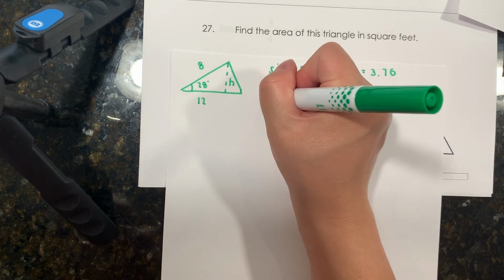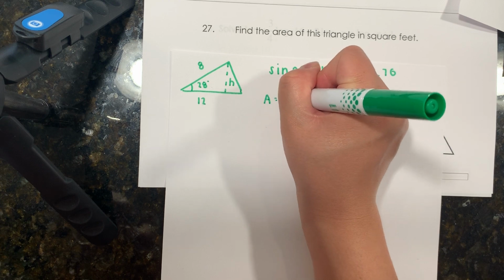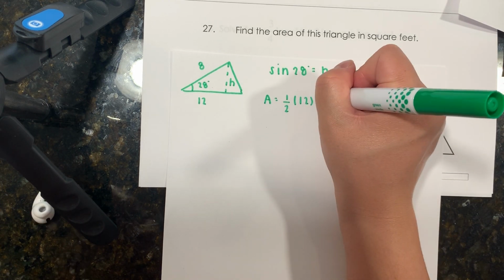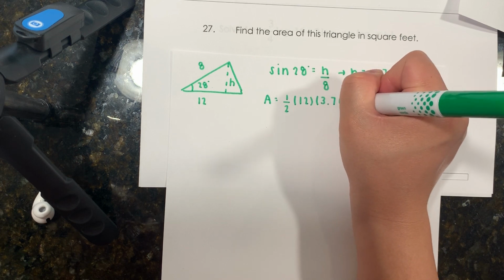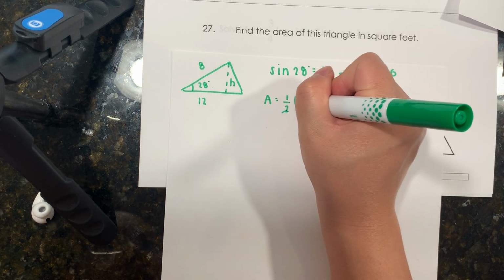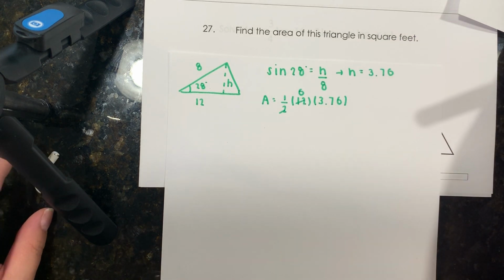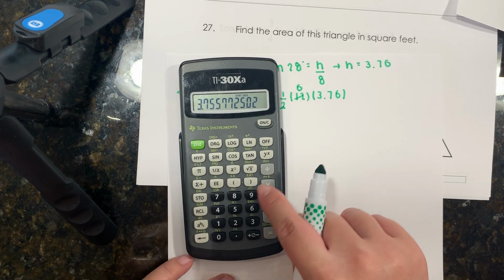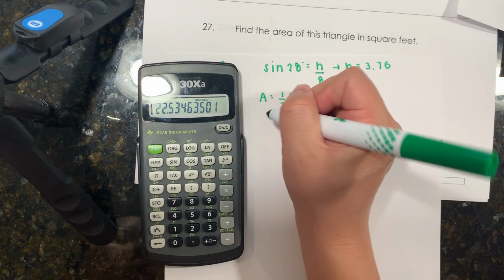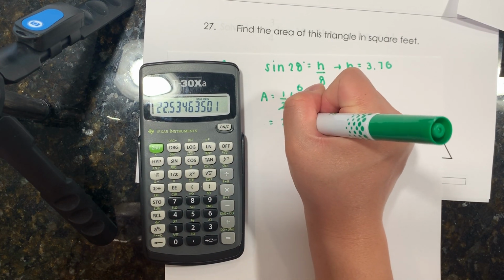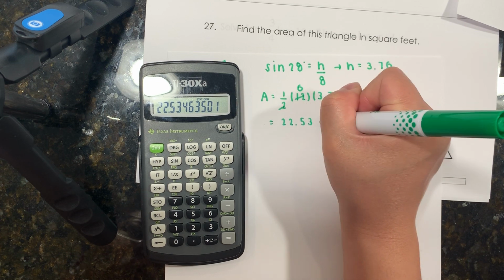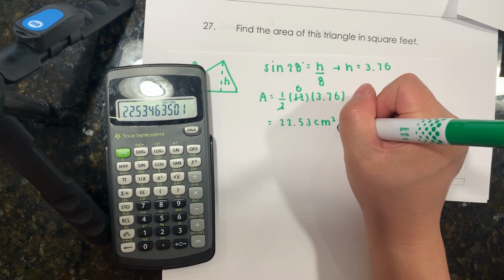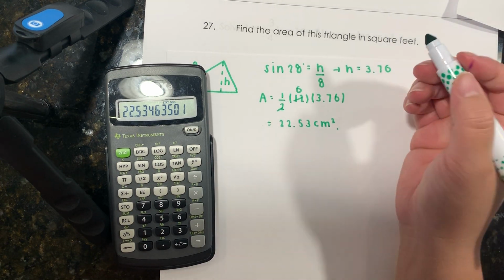So the area of the triangle is 1/2 base, which is 12, times height, which is 3.76. 2 goes into 12 6 times. So really, I am just multiplying my height by 6. And my current answer is going to be 22.53. But that's centimeters squared. So I'm going to leave this in my calculator because I need to convert this from centimeters to feet.